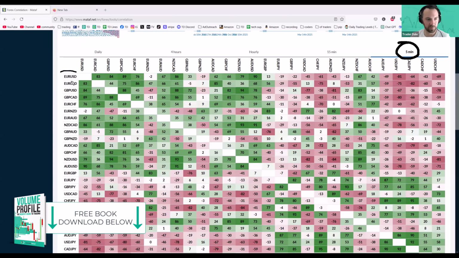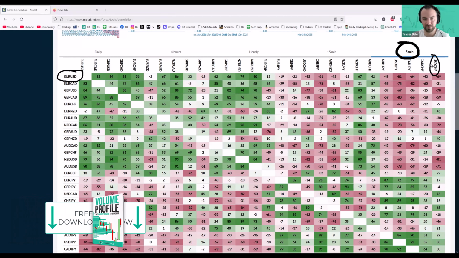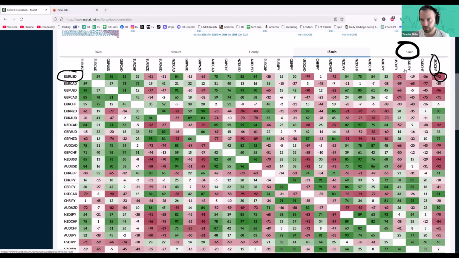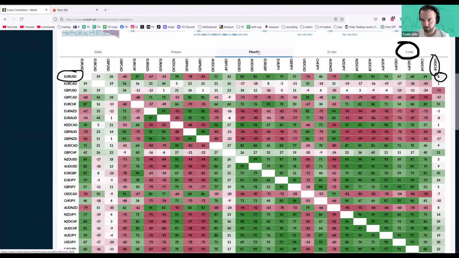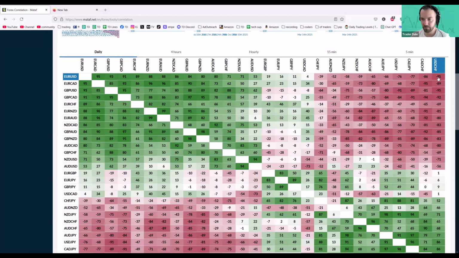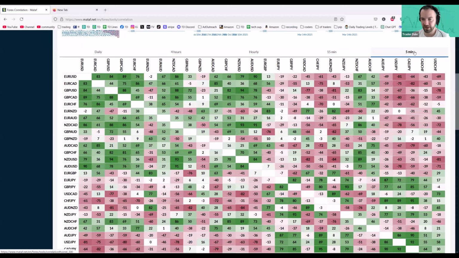If you compare, for example, EUR/USD with USD/CHF, then it's minus 69. Let's just switch to the 15-minute. 92. Hourly. Oh wow. 8. That's weird. That's very weird. 4-hour, that's minus 50. Daily, minus 95. What I wanted to say is the faster the time frame, the more distorted the correlation could be.